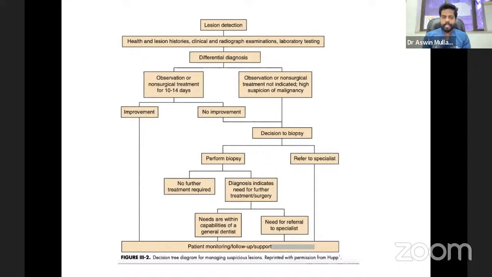In the initial visit itself, some lesions will be highly suspicious. In that case, you can directly go for biopsy. If there is no improvement in your conservative management of a lesion after 2 weeks, perform a biopsy. In deciding whether you can do it or not, if you are thorough with the principles of biopsy and confident enough to take a good biopsy, go for it. Don't think twice. Then after the HPE report, that means histopathology report, you can further refer the patient.